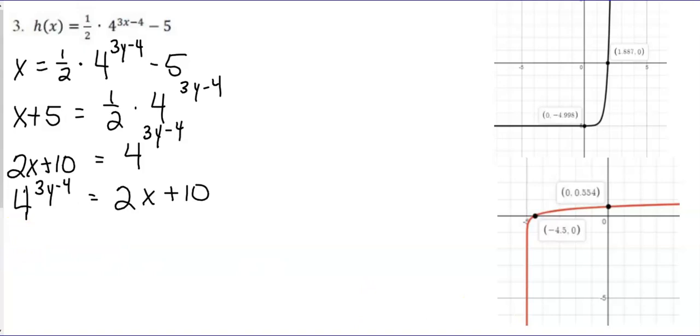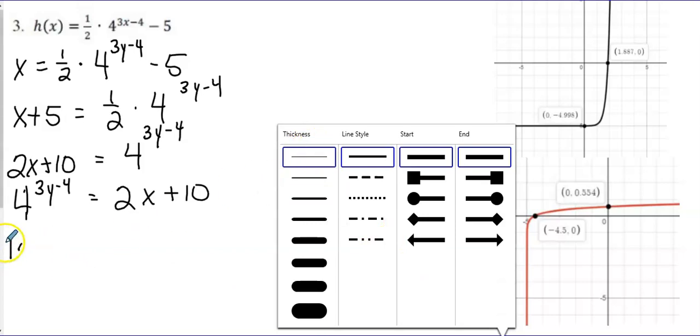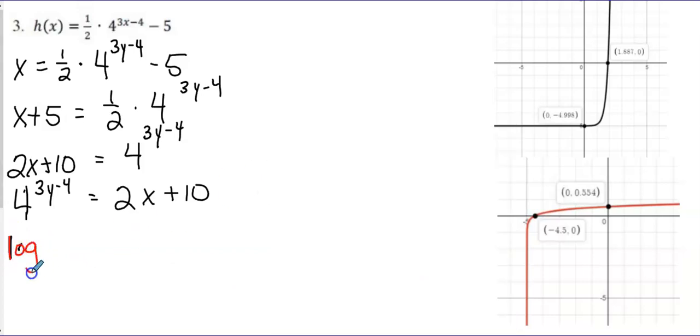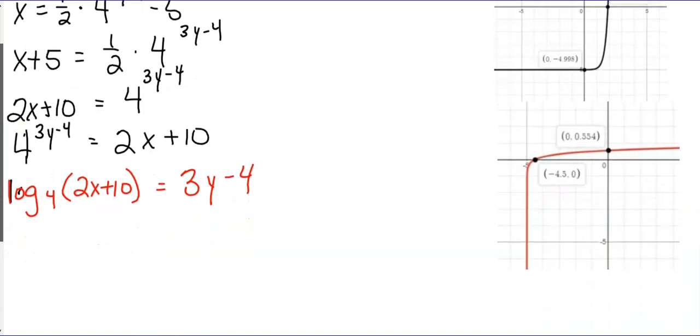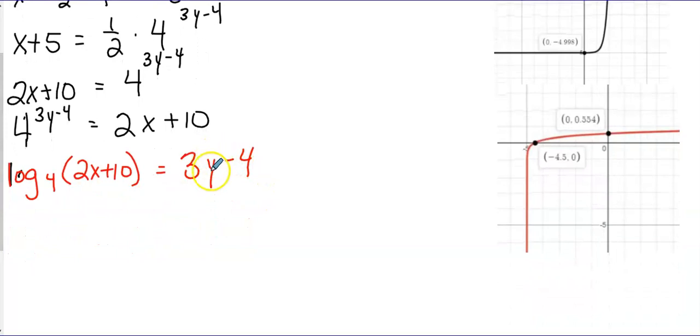I need to change to red. This is going to be maybe log base 4, 2x plus 10 goes in parentheses, and this is 3y minus 4. So in this case, I don't just have the y on the right side. I still am solving for y. So I'm going to add 4 to all of this.